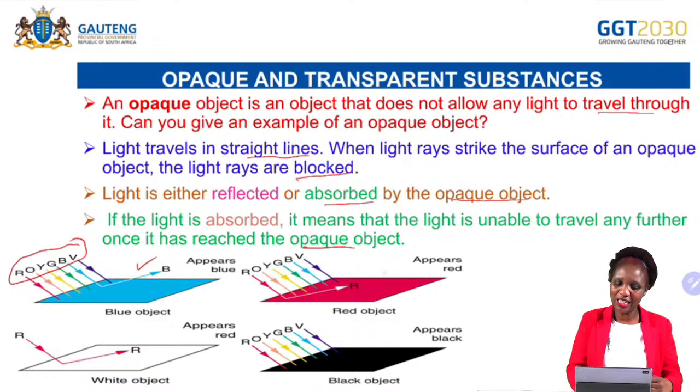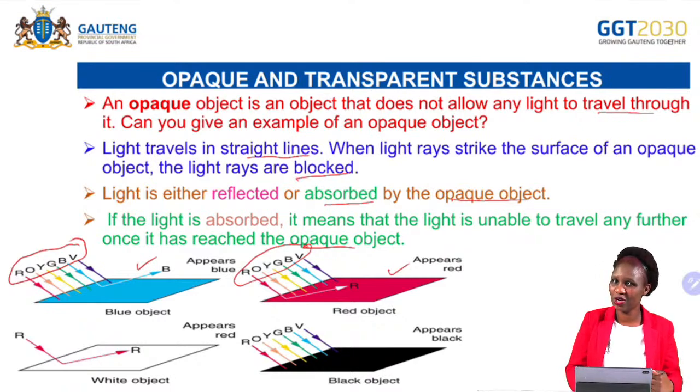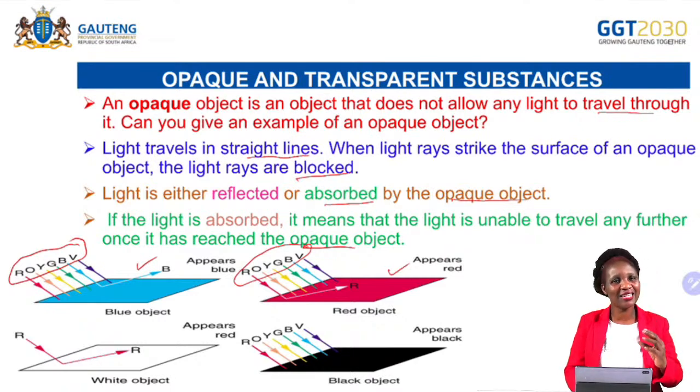And then let's look at red. Okay? This is white light. This is Roy G. Biv. It is white light. It will strike a red substance, and then what is going to happen? The red is going to be reflected to our eyes, and then we will see that substance as red. Is that clear? That's very good.